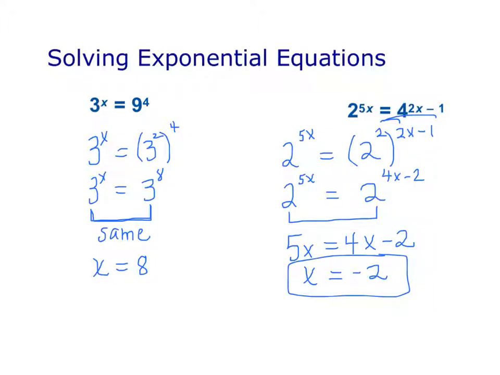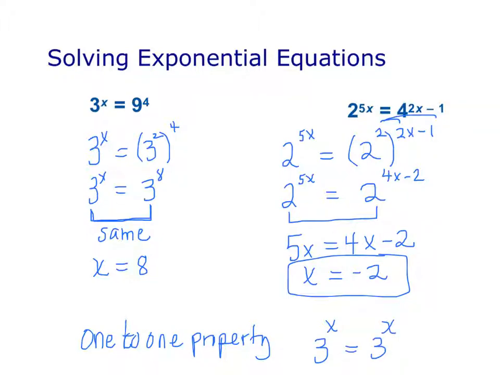And the property that allows us to rewrite it is called the one-to-one property. And that just says that if I have 3 to the x equal 3 to the x, if the bases are the same, then the exponents have to be the same. So that's the property that we're using here.